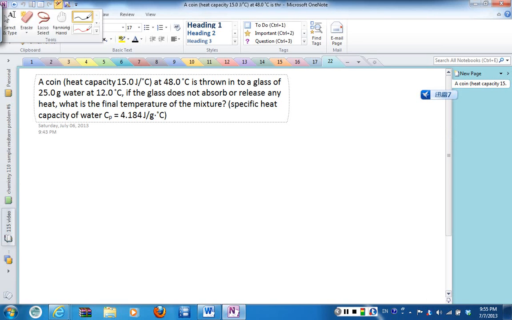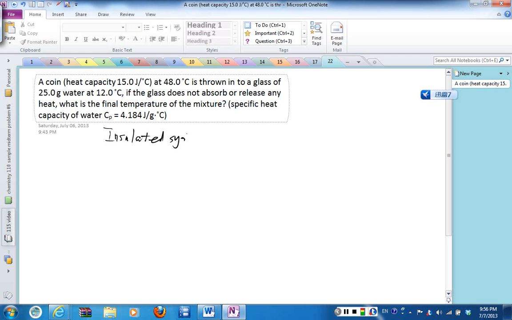Alright, so we're looking at a heat problem. This problem contains apparently more than one object. And whenever we're dealing with multiple subjects in a heat problem, chances are there are interactions between them. There are heat gains, there are heat losses. And the only way that we know how to solve this type of problem is to look at the entire system involving the multiple objects as an insulated system. Otherwise, we wouldn't be able to calculate it.